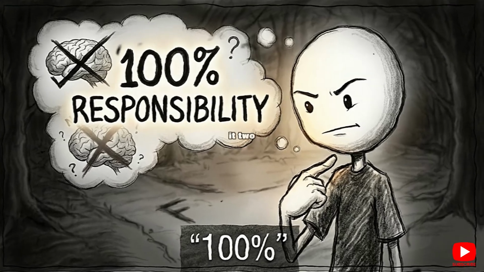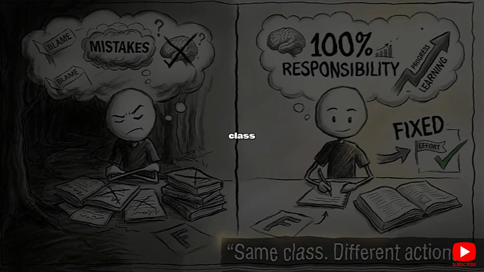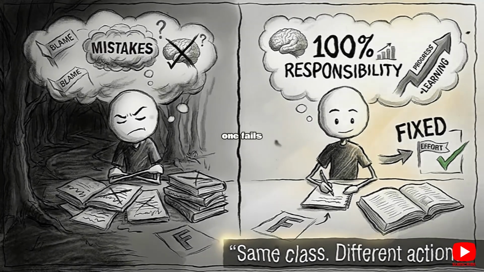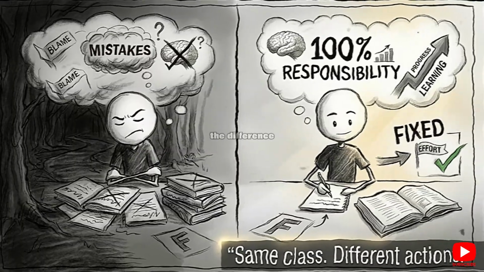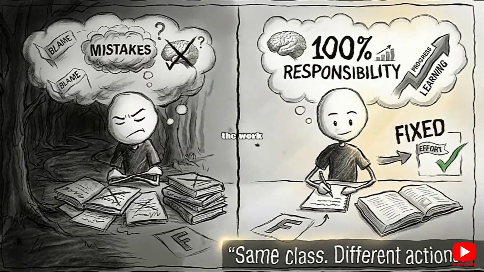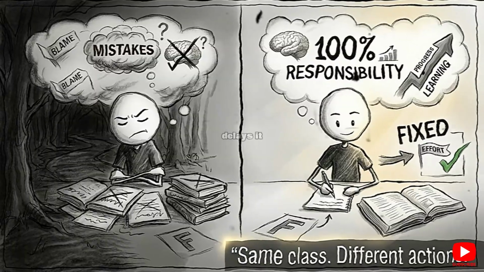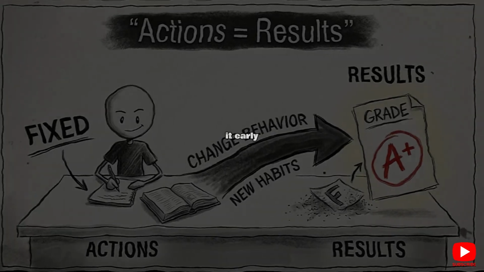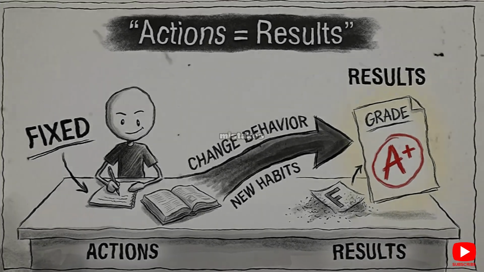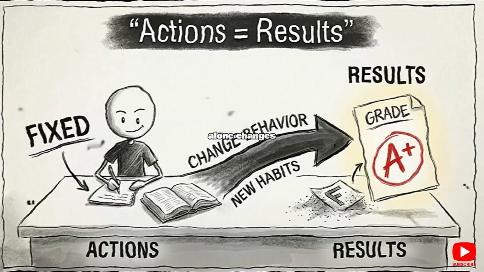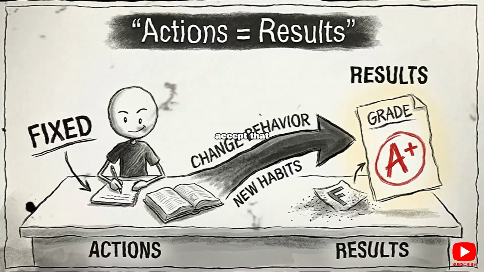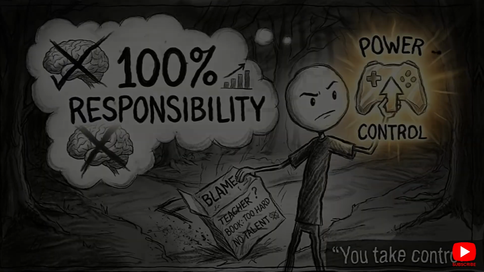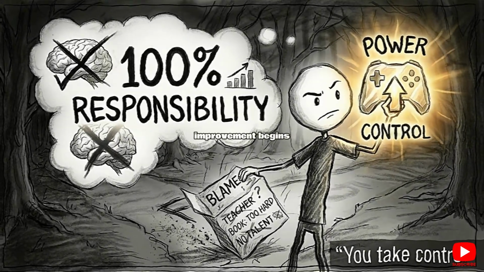Think about it. 2 students can sit in the same class, have the same teacher, and take the same test. One fails. One gets an A. So what's the difference? It's how they approach the work. The failing student avoids it, delays it, and hopes things somehow work out. The A student faces it early, struggles through it, and fixes their mistakes. That shift alone changes everything. Once you accept that your results are a direct reflection of your actions, you unlock control. And control is where improvement begins.